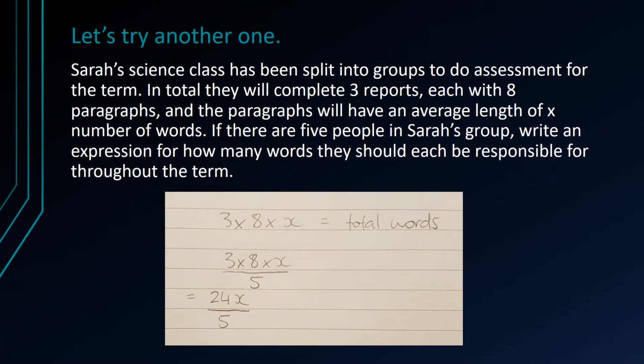So 3 times 8 times x gives us the total number of words. And then there's 5 people in the group. So when we're writing an expression to find out how many words each person should be responsible for, it looks like 3 times 8 times x on the top, divided by 5, the number of students. So 3 times 8 times x gives us 24x. And then 5 is the number of students, and that's our expression.